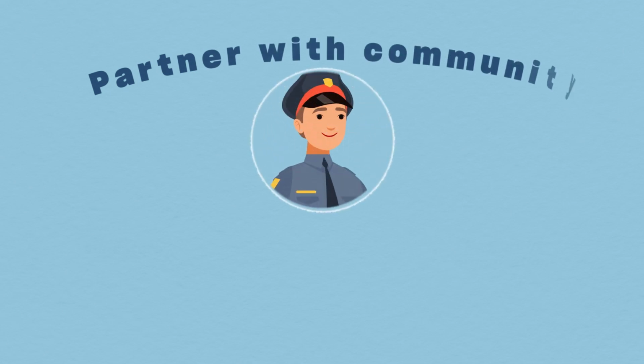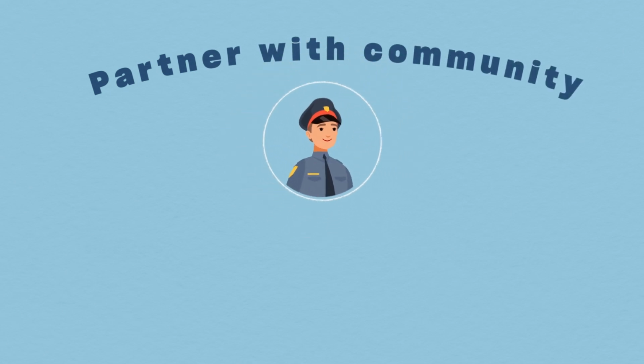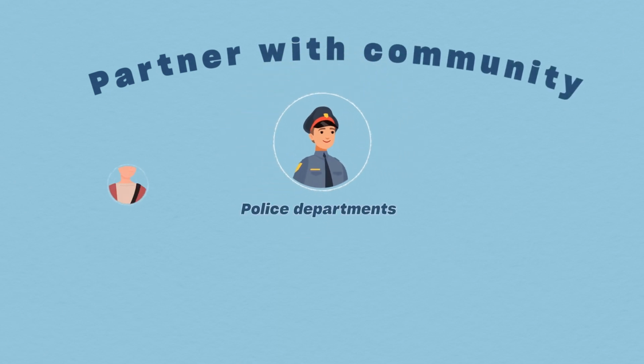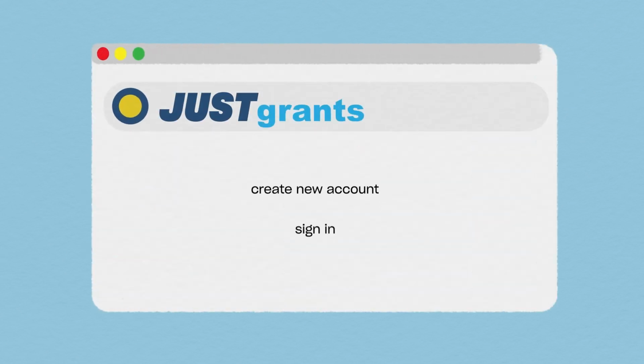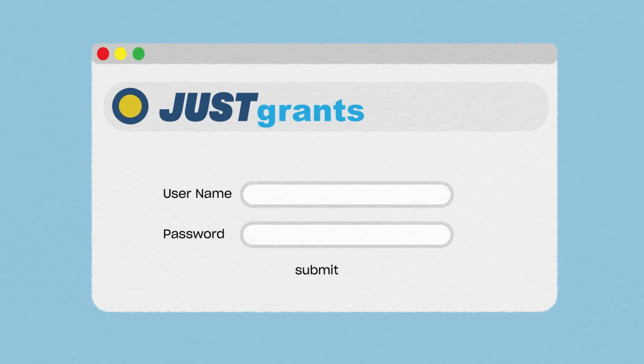As you work through the application process, keep in mind that grant applicants are strongly encouraged to demonstrate existing partnerships with community organizations, such as higher education institutions and nonprofits. Once you've finished applying on grants.gov, you can complete the application process on Just Grants. Just Grants is the grants management system owned by the Department of Justice.